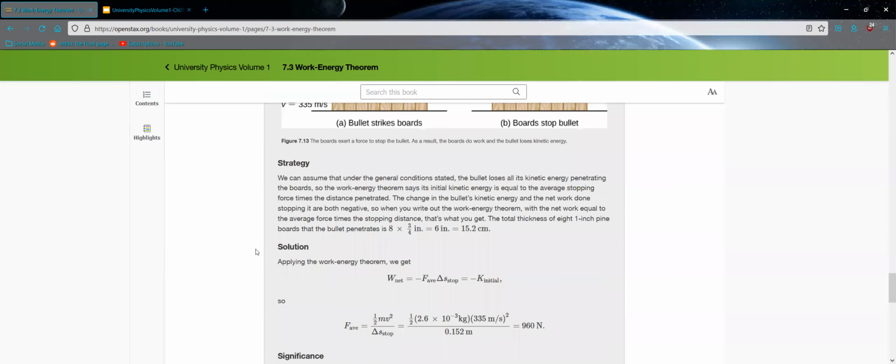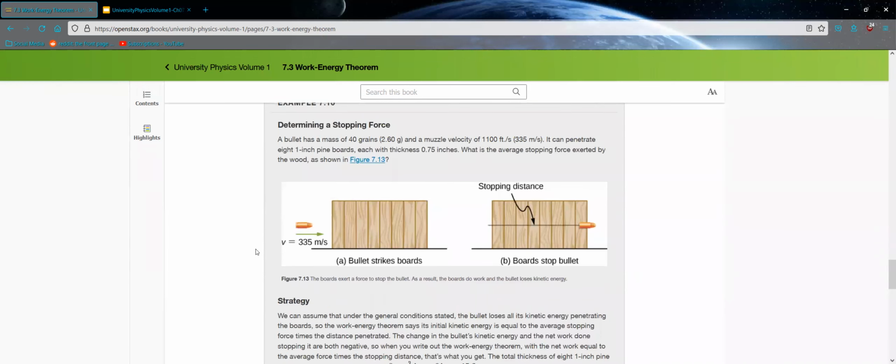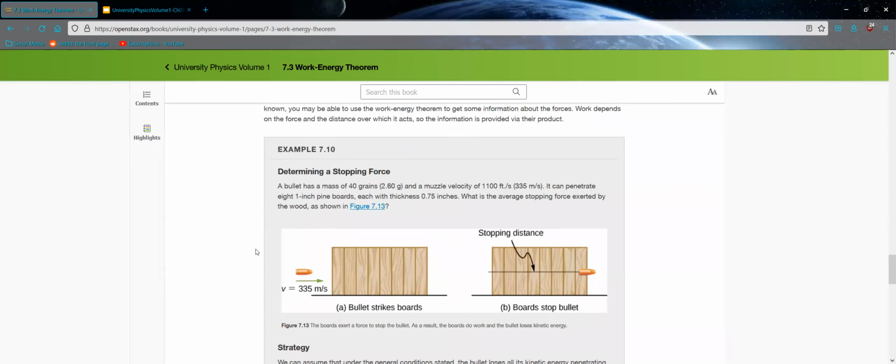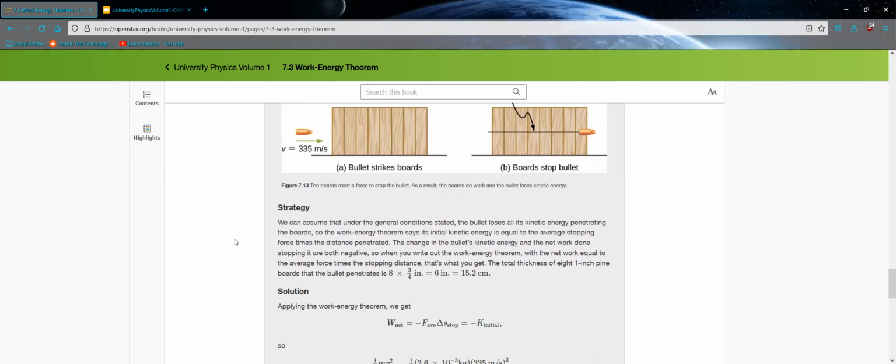So what do we know here? Well, we know a lot of different stuff, right? We know the weight of the bullet. We know the initial velocity of the bullet. And we know the thickness of how long it took to stop: 8 1-inch pine boards, each with a thickness of 0.75 inches. That's how long it took the bullet to stop. Can we solve this problem? Can we figure out the stopping force, right?